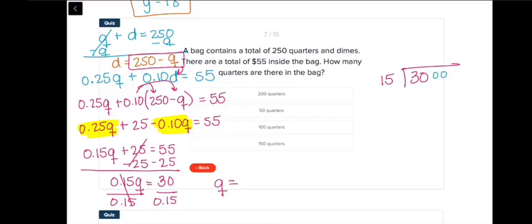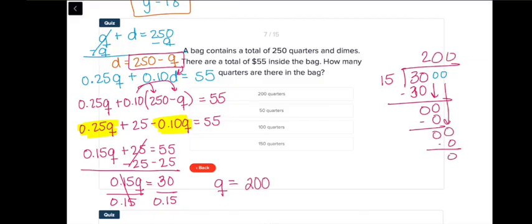So now here's what we have. 15 fits into 30 twice. This would be 0, bring down the 0. That's going to be 0. Another 0. Bring down the last 0, and finally 0. So in total, there are 200 quarters in this bag.